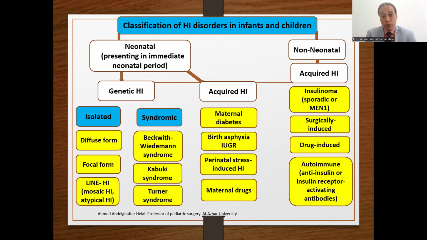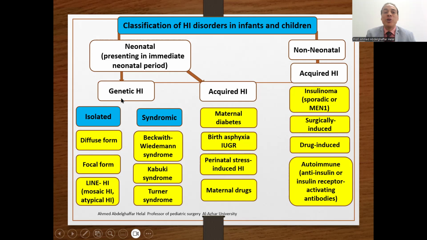This summary is very important: the classification of hyperinsulinism disorders in infants and children. It is essential for all pediatric surgeons and pediatricians to be very aware of this classification. Hyperinsulinism may appear in the immediate neonatal period and be called neonatal hyperinsulinism, or may be non-neonatal, appearing later. In the neonatal form, we may face genetic causes of hyperinsulinism or acquired ones.